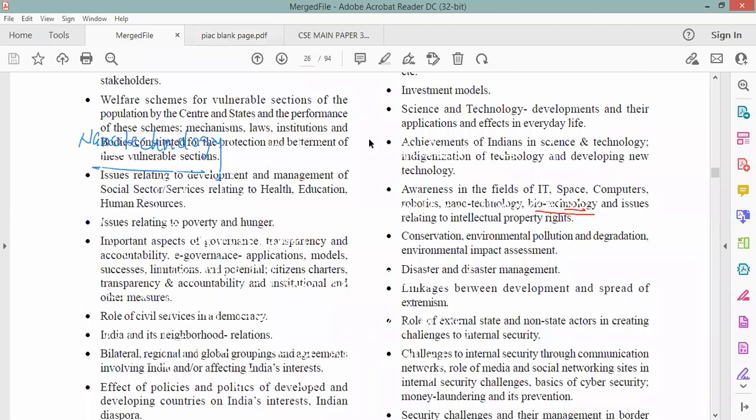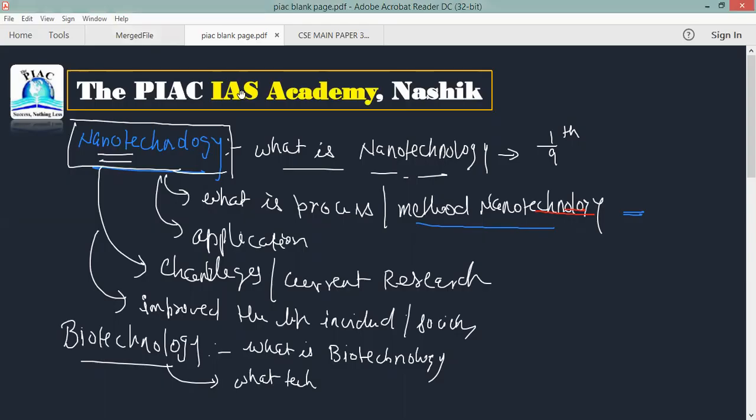And the last topic of this part is the issues related to intellectual property rights, IPR, that is the intellectual property right. It is related to what we call the patent system.